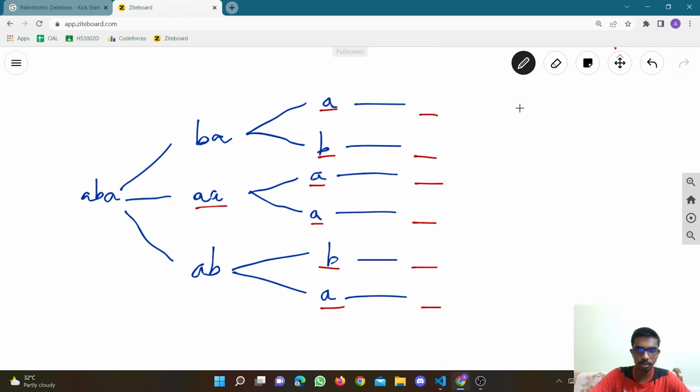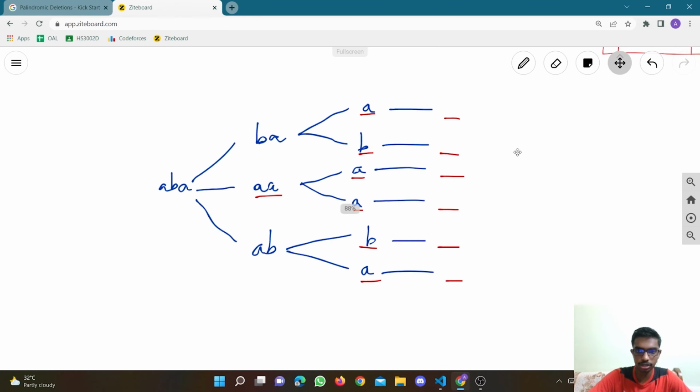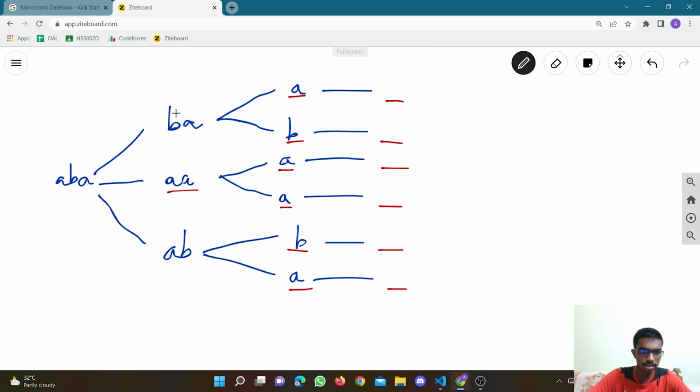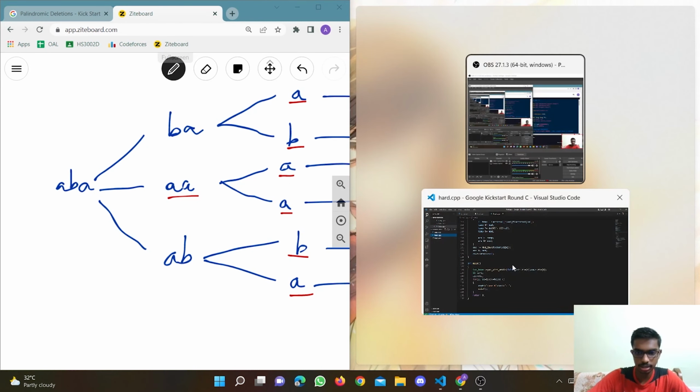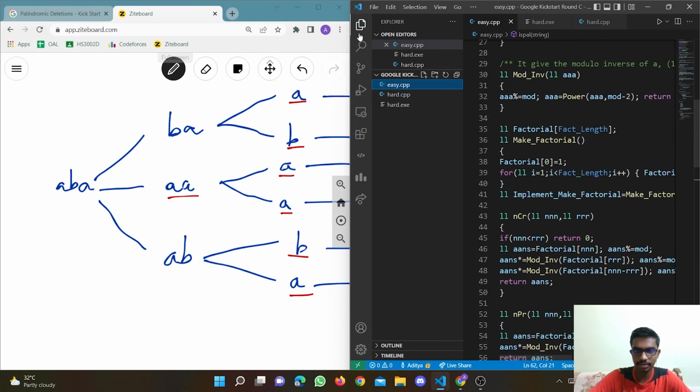To solve test set 1, we can try a brute force approach. Basically just follow this itself: take a string, delete one character arbitrarily, you'll get these strings, and do the same thing for these strings. So it will be a recursive approach. Let's look at the recursive approach that we have.